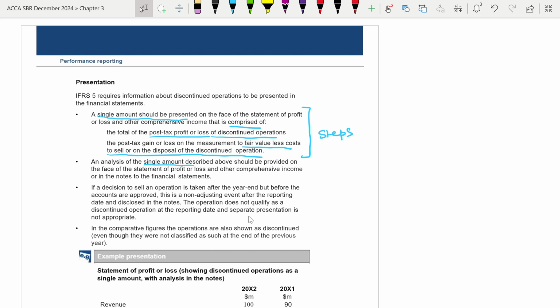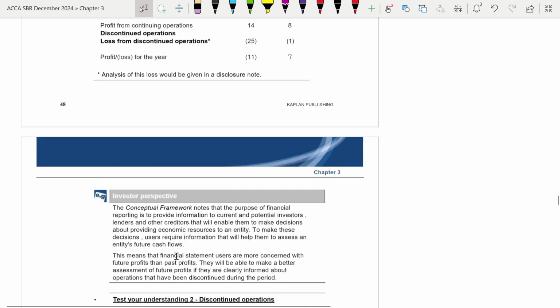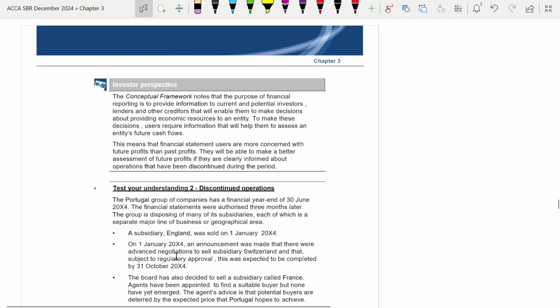We have to mention a single amount, presented on the statement of profit and loss account or in the notes to the financial statements. If the decision to sell an operation is taken after the year end, but before the accounts are approved, you have to mention it as a non-adjusting event, because it does not qualify as a discontinued operation. In the comparative figures, the operations are also shown as discontinued. In simple words, we have to show it separately. Fine? Okay. Test your understanding is there.